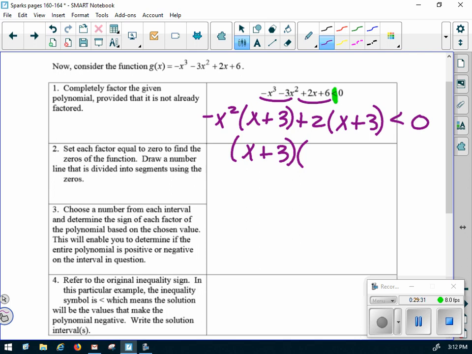Now I'm going to rewrite -x squared plus 2. I'm going to write it like this. But it's not in standard form. I know it's not in standard form.